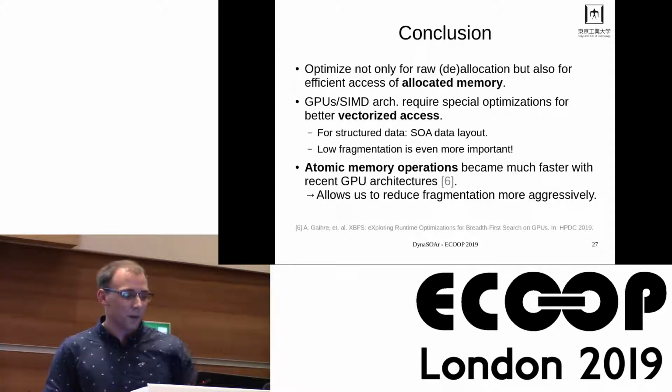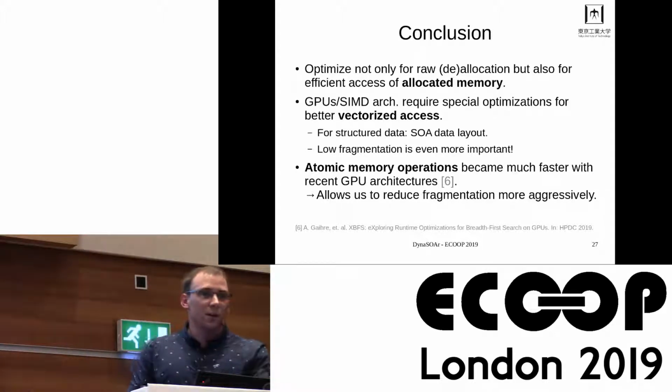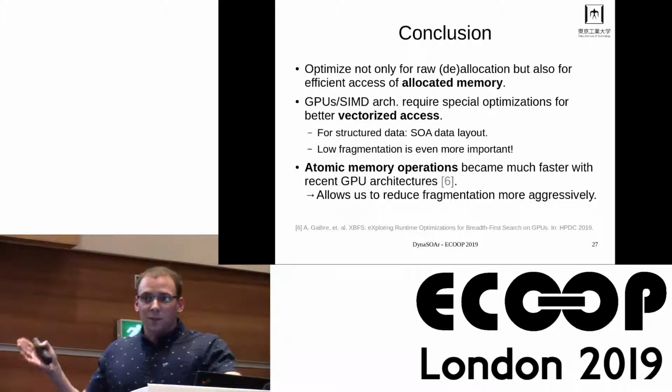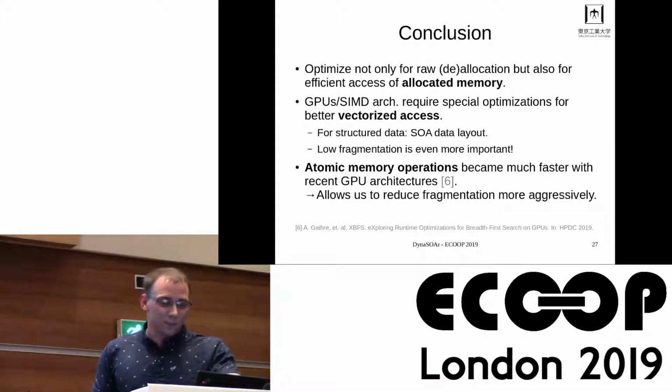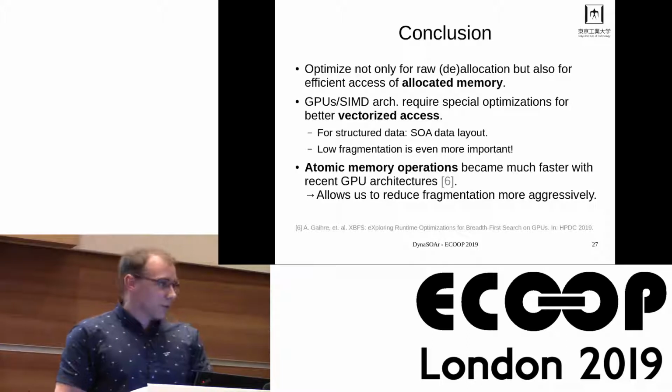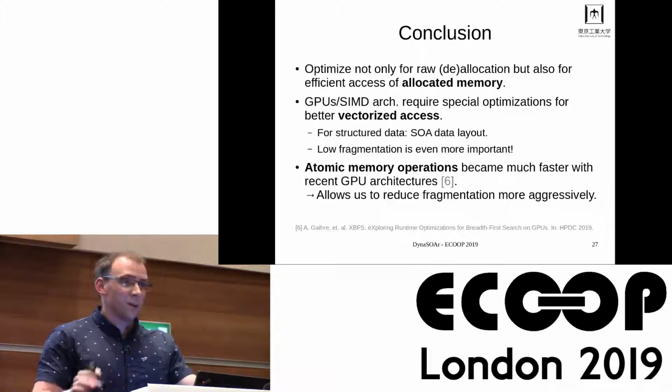and then this optimization no longer pays off. Also, if you're worried about these atomic operations that we're using pretty much everywhere here, these become much faster with recent GPU architectures. So this allows us to implement our memory allocator in this way. This brings me to the end of my presentation, and I'm happy to answer any questions.